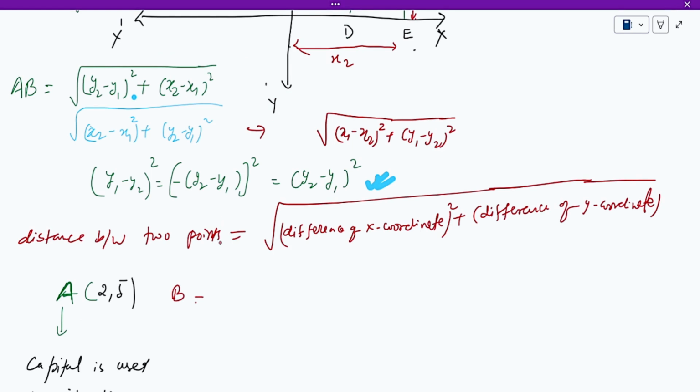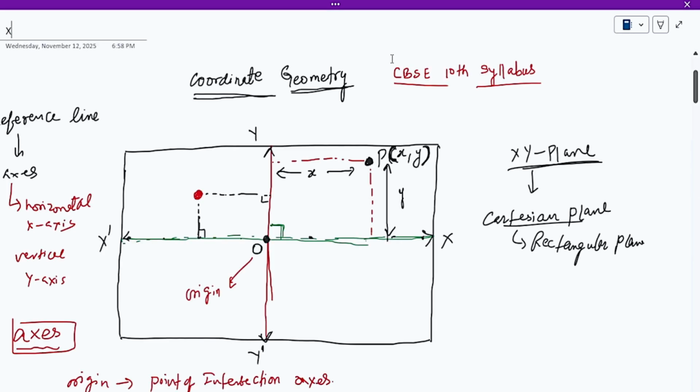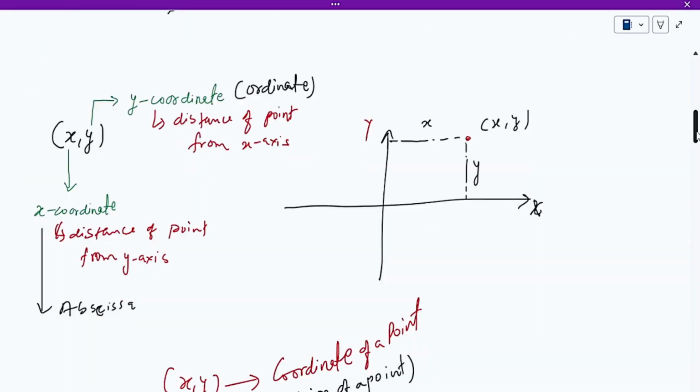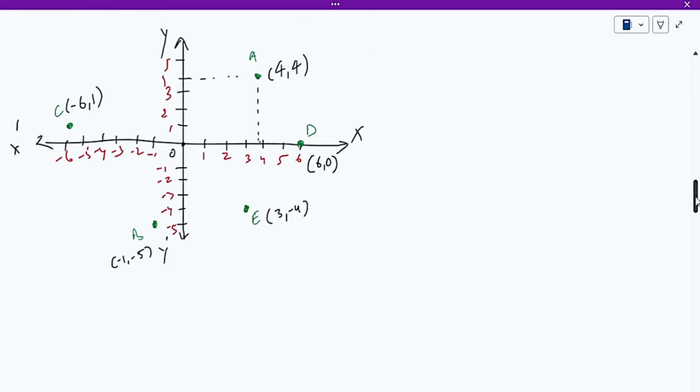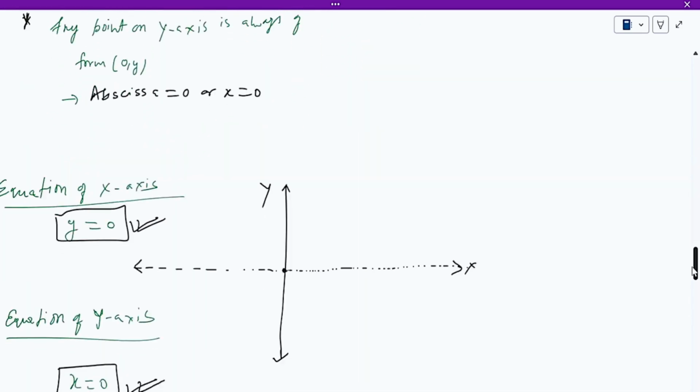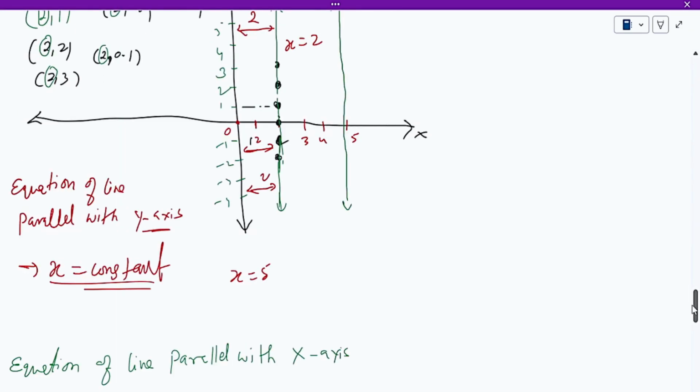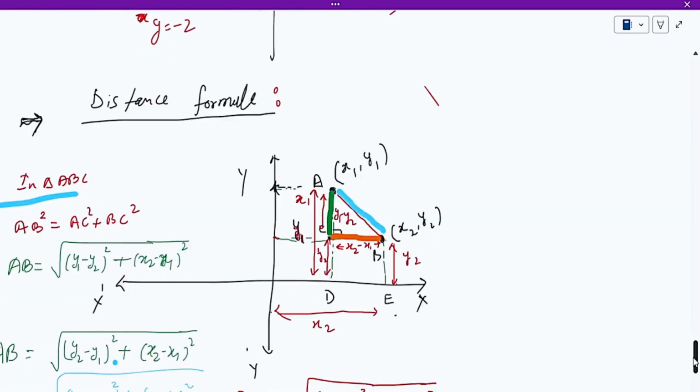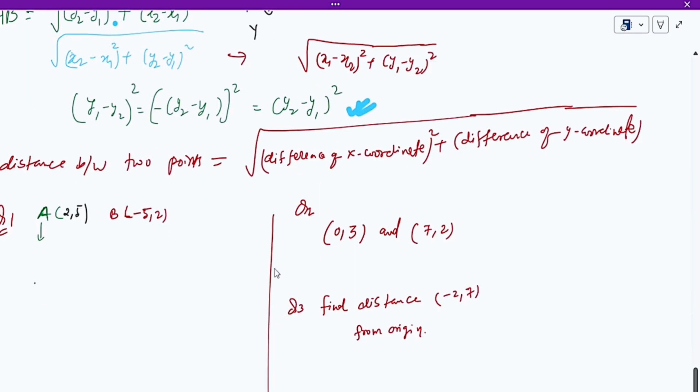which is written as minus 5 comma 2. Can you find the distance between these 2 points A and B? So in order to find the distance between the given points, you already know the formula, that is the difference of x coordinate and y coordinate. So over here we have given A, which is 2 comma 5, B, which is minus 5 comma 2, right?